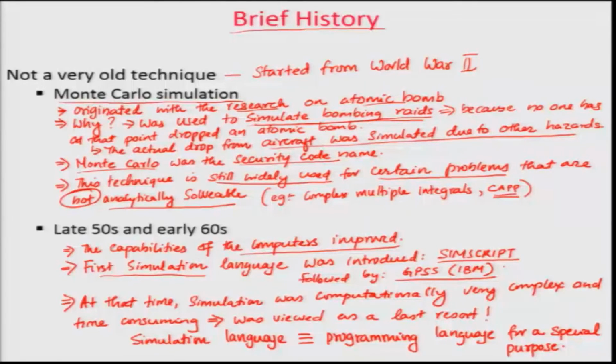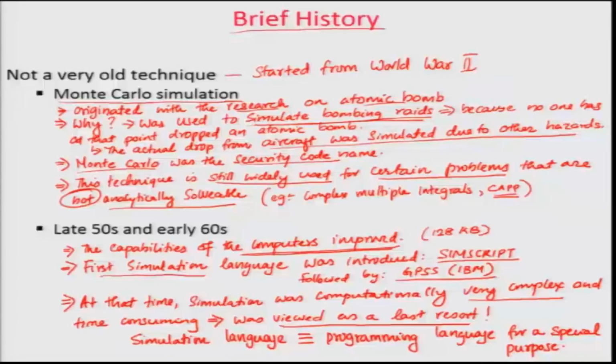Then at the time, because the computers were not very big, we were talking about systems which are 128 KB RAM. So, those computers were very expensive, memory was expensive, storage was very difficult. So, simulation was viewed as a last resort. You would only do simulation when all other methods fail. Okay. It was still a complex option, but the capabilities of the computers have improved very significantly.